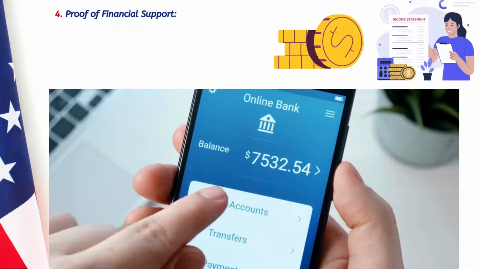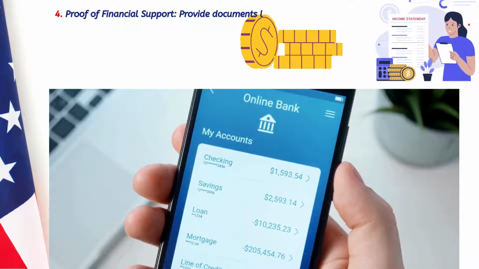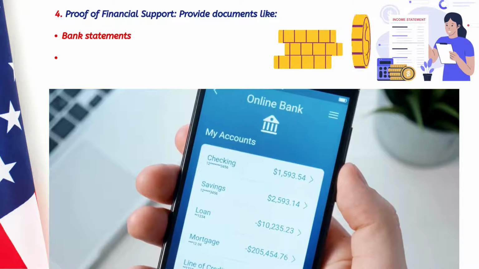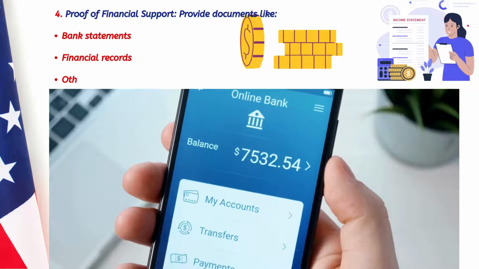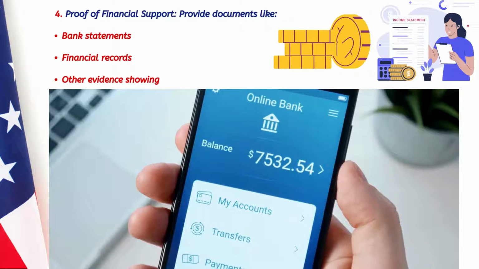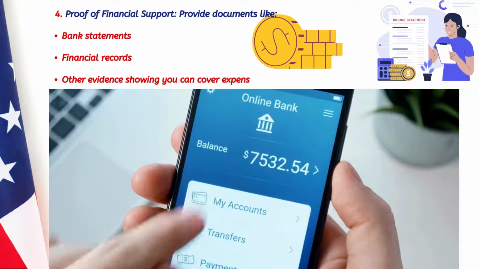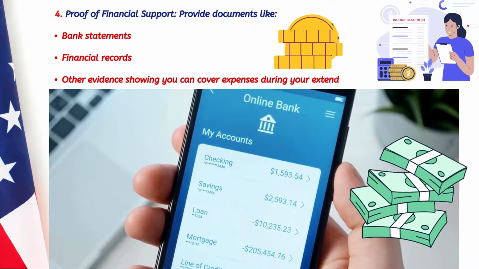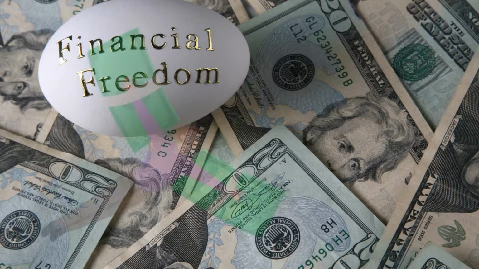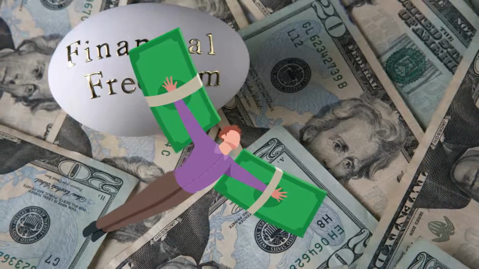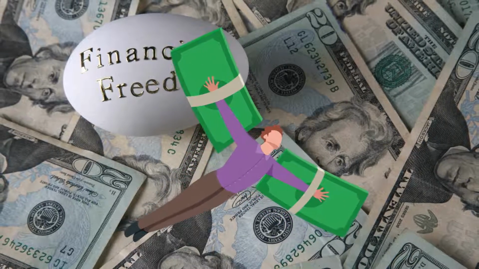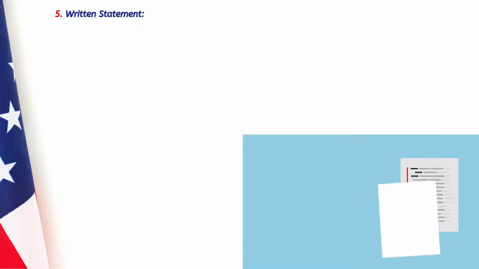You must demonstrate that you can support yourself financially during your extended stay. This could include bank statements, financial records, or any other evidence showing your income and available funds to cover your expenses in the United States for the extended period of stay that you are requesting. Number 5, you need to submit a written statement.